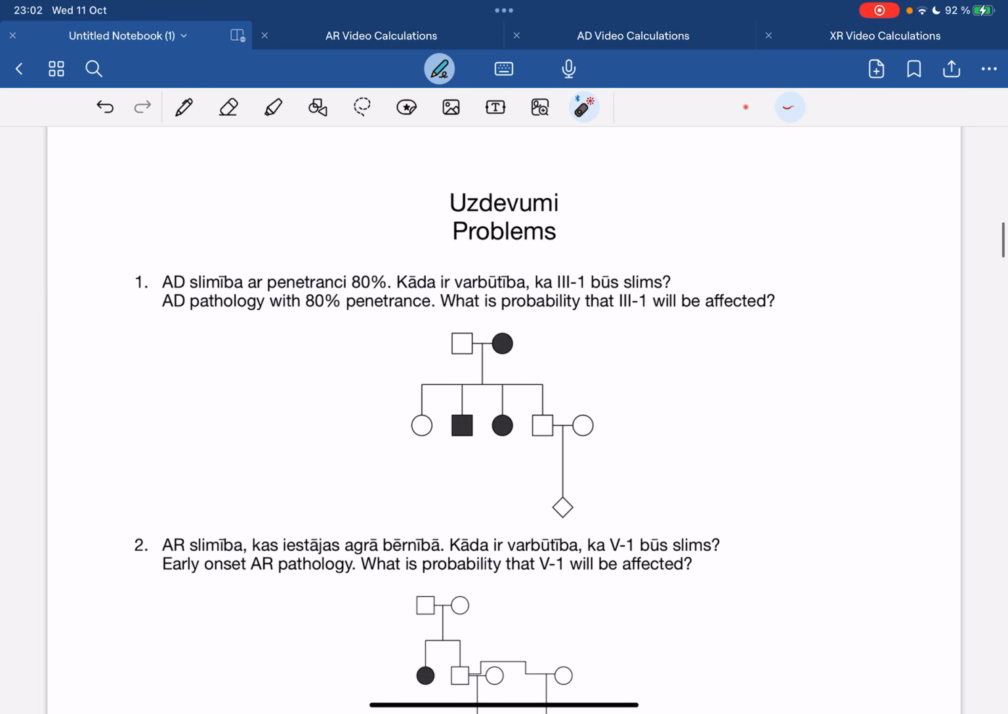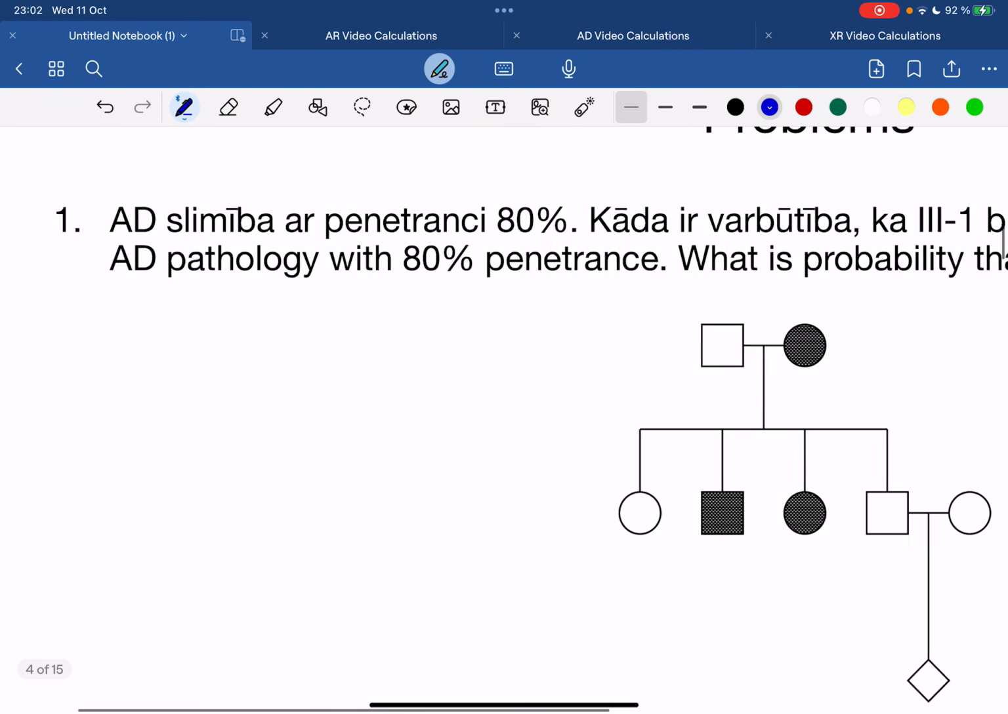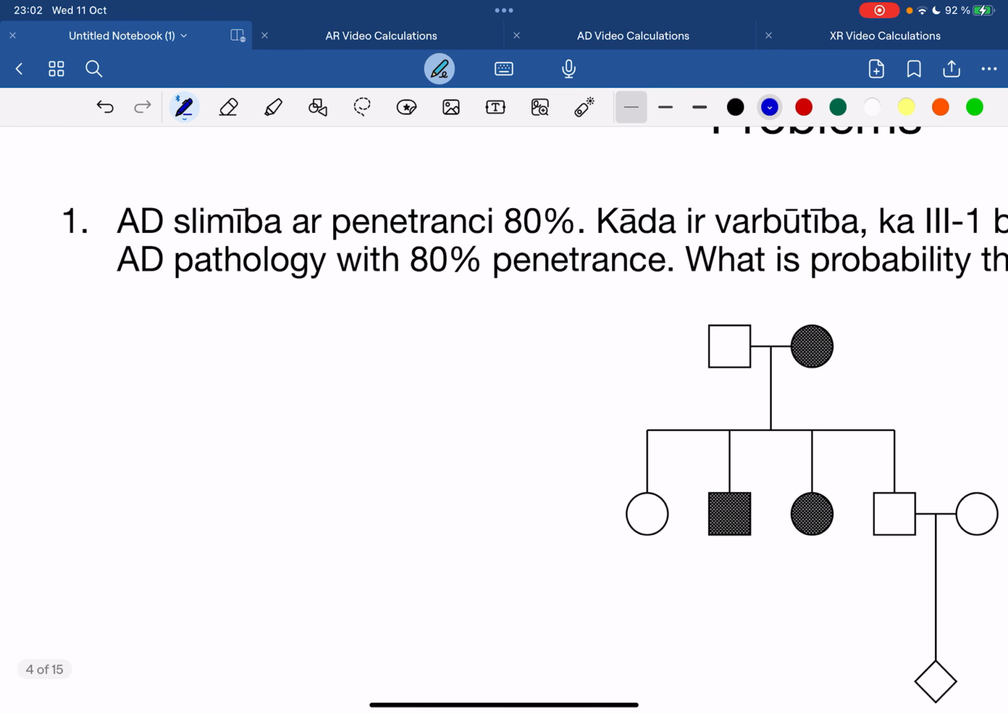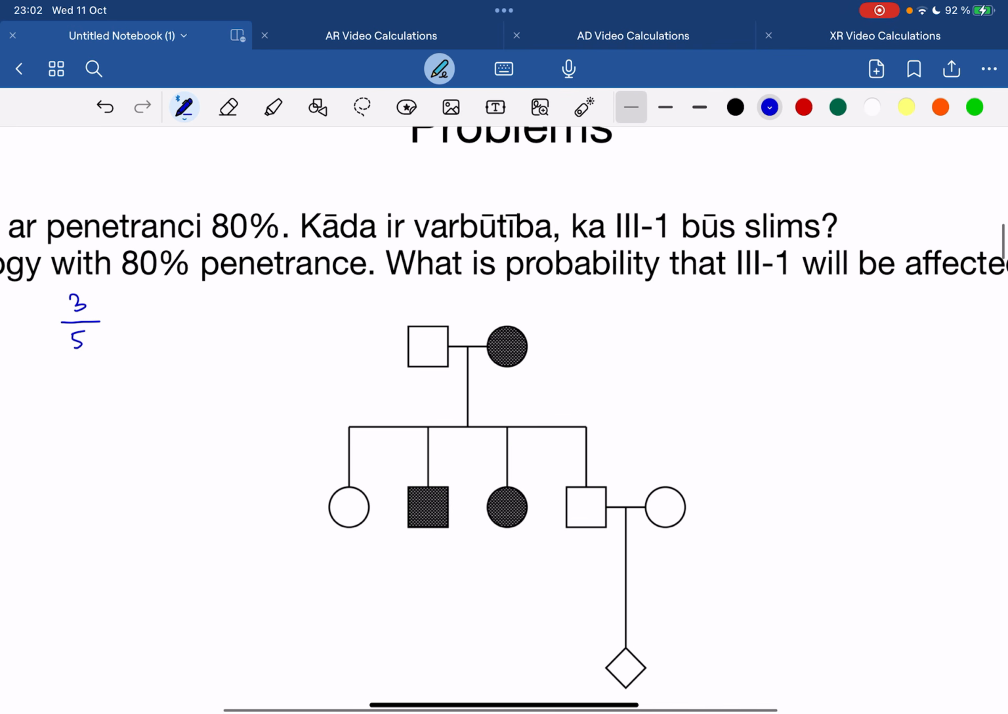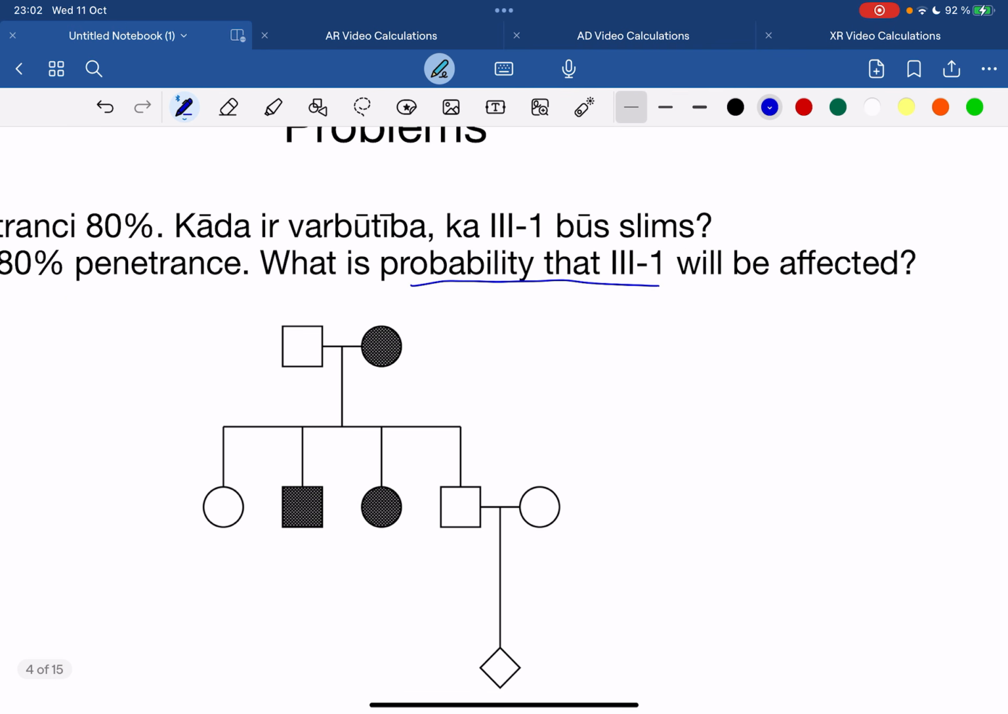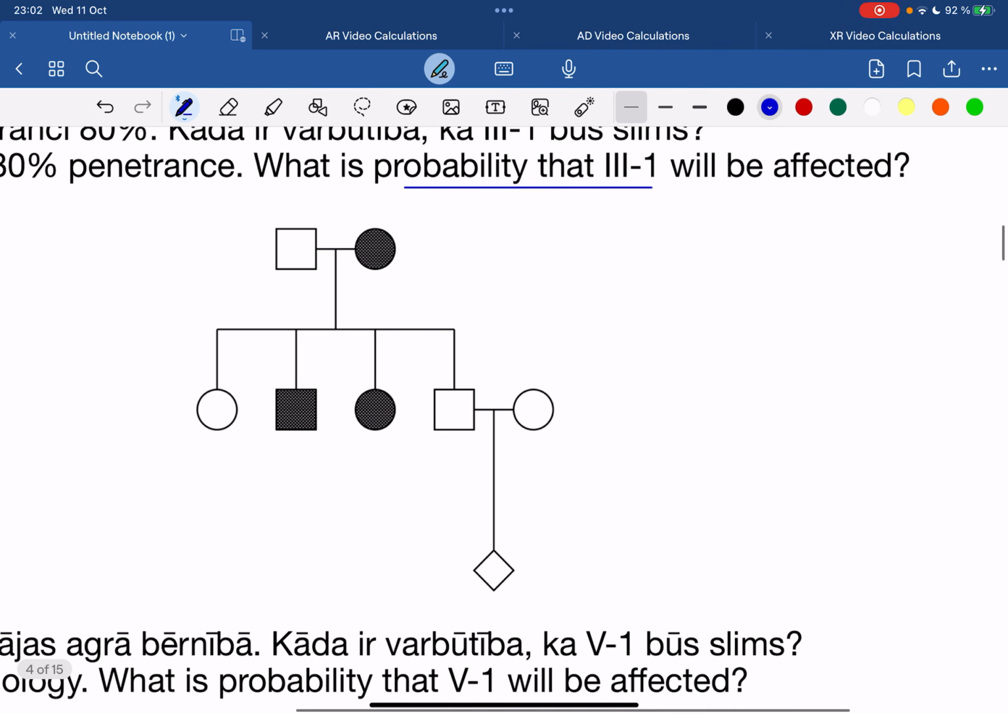Autosomal dominant pathology with 80% penetrance. So let's immediately write down the penetrance in fractions. That would be 4 out of 5 is 80%. And they're asking for the probability that 3-1 will be affected. So this person affected means sick, right?